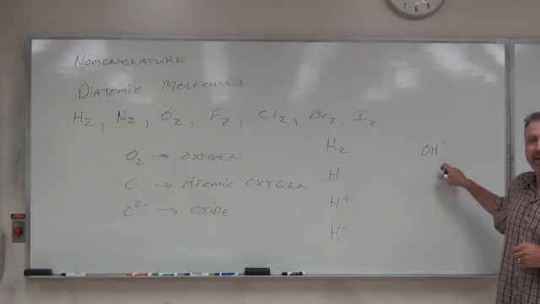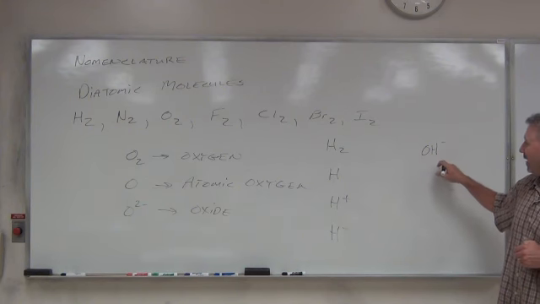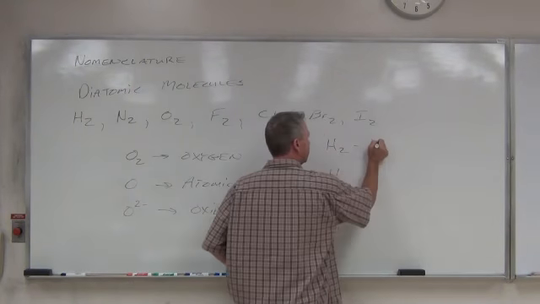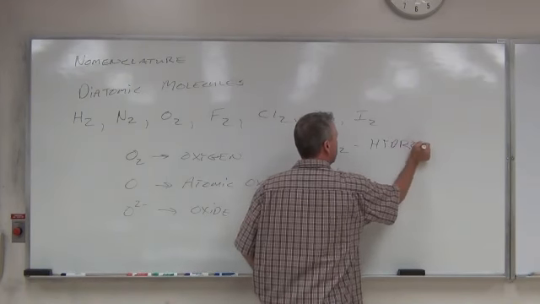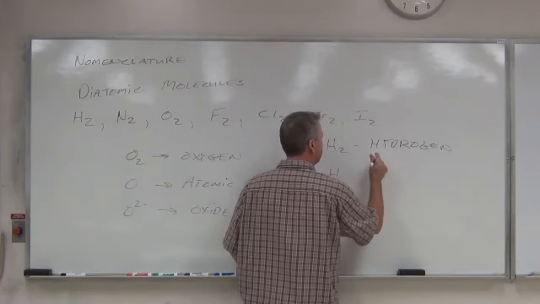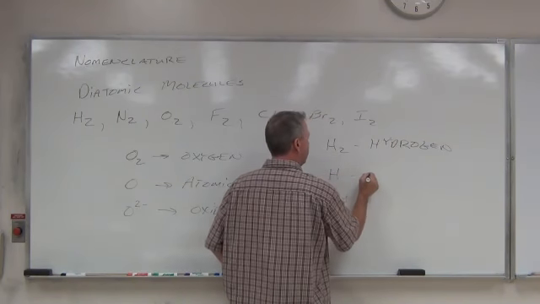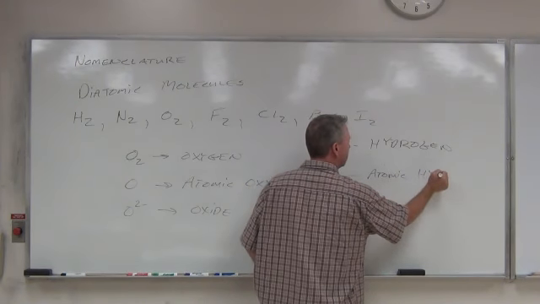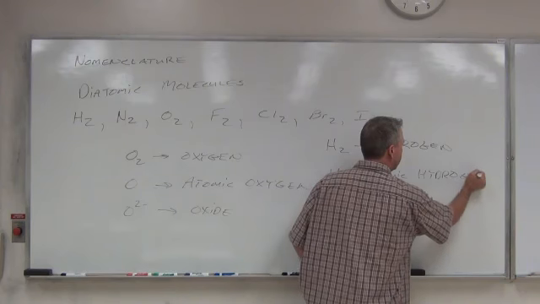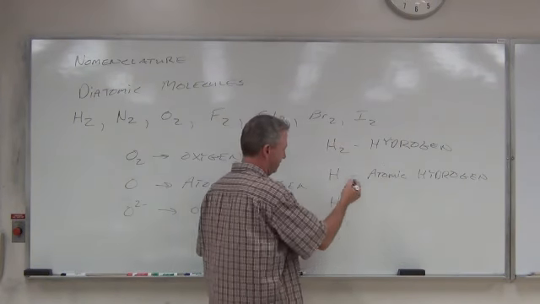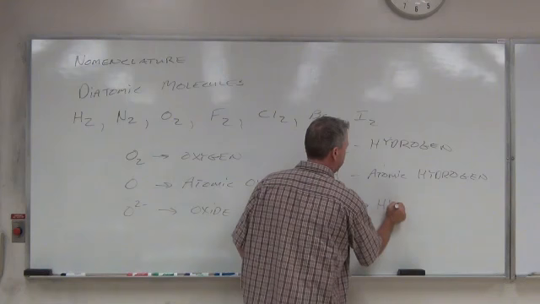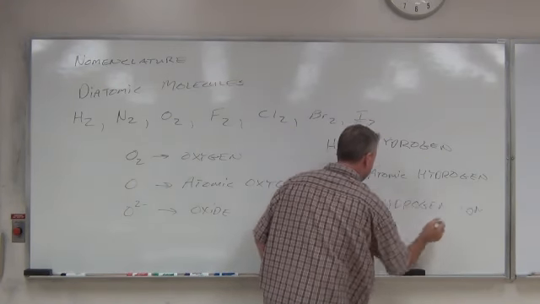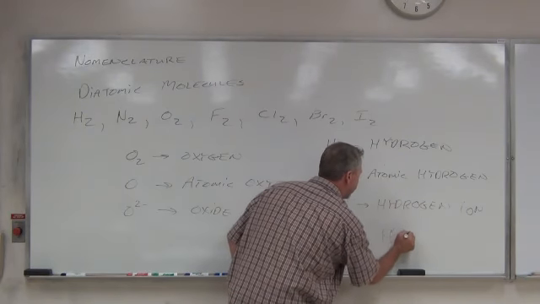How do you know that? Because you memorized it. It's the only way you know. That's hydroxide. So this is hydrogen. That's a Y, believe it or not. This is atomic hydrogen, or monoatomic hydrogen. This is hydrogen ion. And lastly, we have hydride.